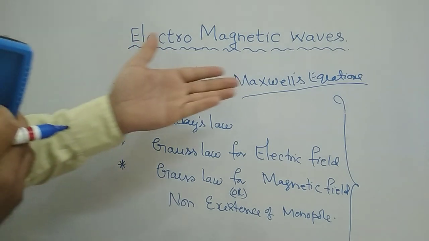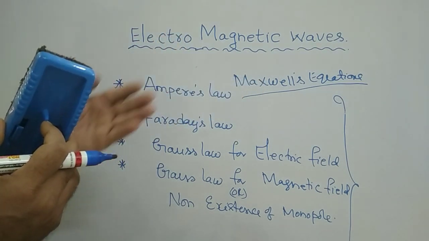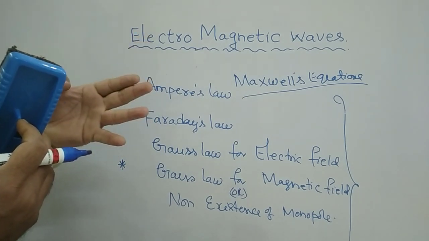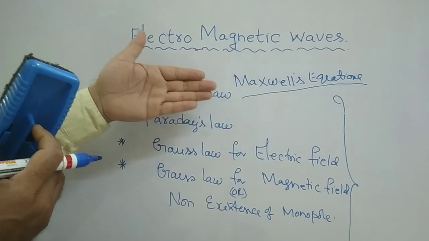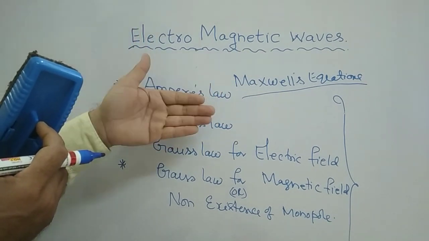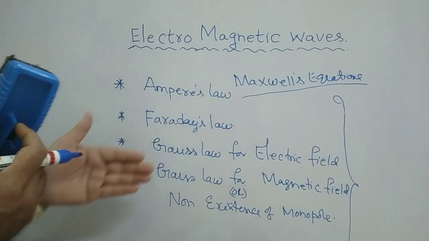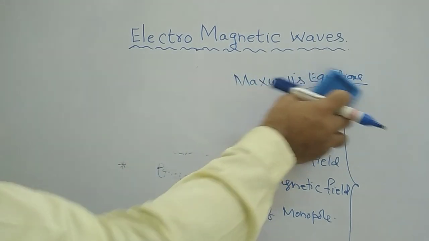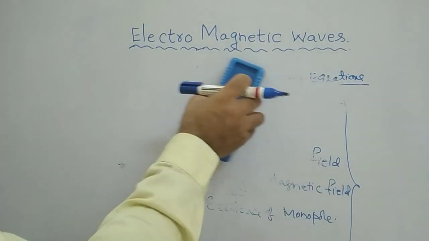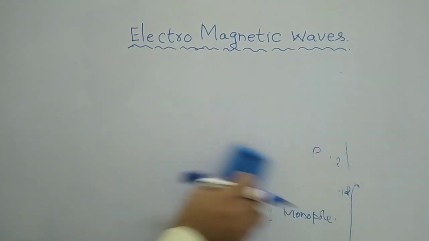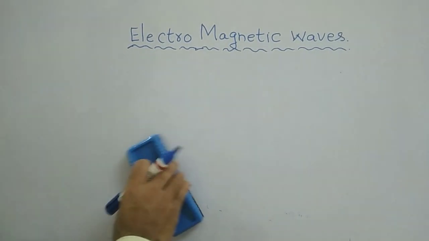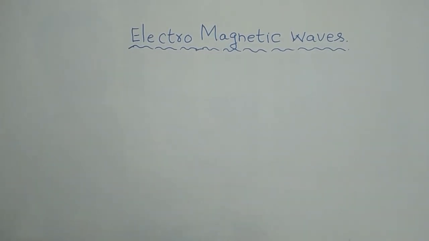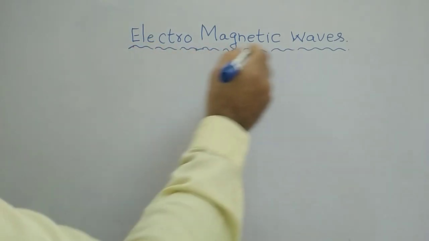Maxwell's equations consist of basically four different equations. What are those four? From Ampere's law there is one equation, from Faraday's law there is another equation, from Gauss's law there is the third equation, and Gauss's law for the magnetic field. Let us see these one by one, and from this we can see whether there is any mathematical expression for electromagnetic waves. Yes, definitely there is a certain expression for electromagnetic waves.